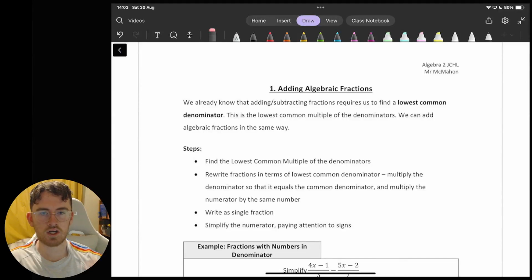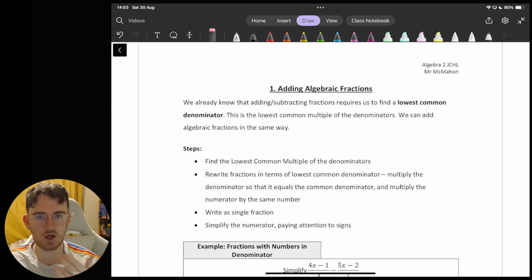Okay, so we're going to look at algebraic fractions. I've called it adding algebraic fractions. It's probably a little oversimplification, I suppose. Really what we're looking at is simplifying algebraic fractions, and that's largely going to be adding and subtracting.